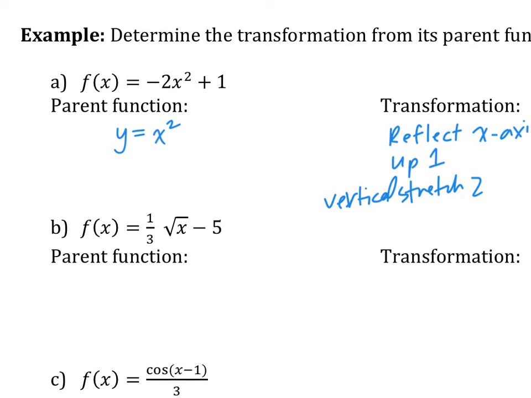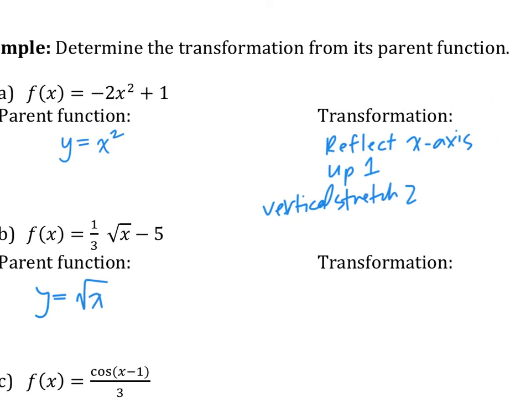Okay, this side. The 6 of you. Oh, no, before that. What's the parent function? Y equals what? Square root x. Okay, so what's the transformation that happened? Compressed by 1/3? Okay, so let's say vertical compress. And then down 5. Good.